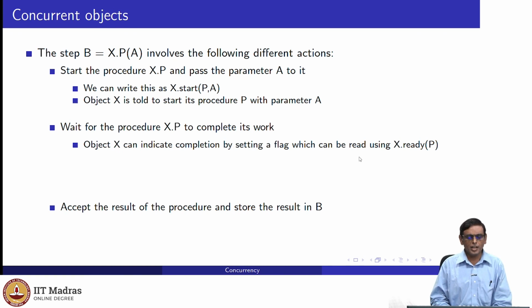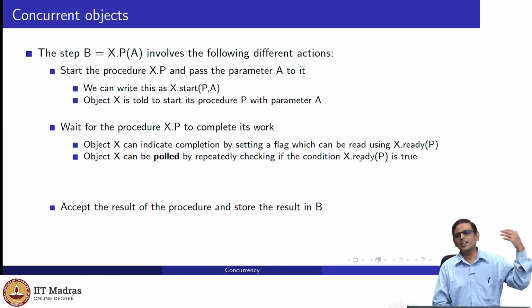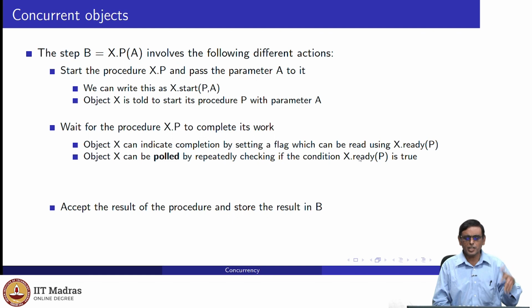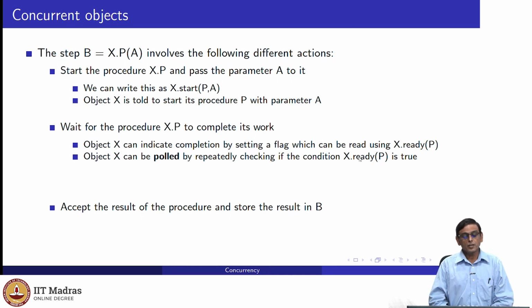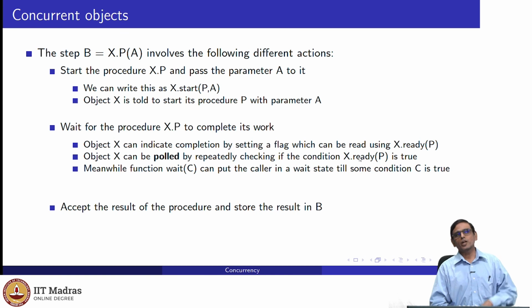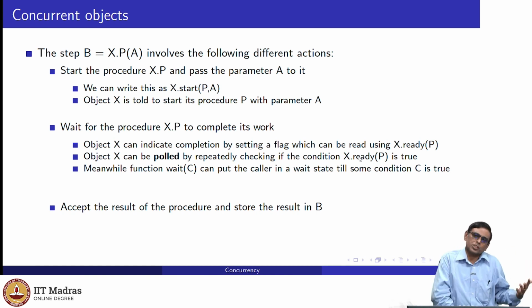So maybe the caller can keep checking. So object X can poll. It's called polling. Polling means you can repeatedly keep calling and checking. Put it in a while loop and check whether X dot ready P is true or not. You put it in a while loop, and you need to wait. I can put it in a while loop, but what is the while loop doing other than checking? It has to wait for some time.